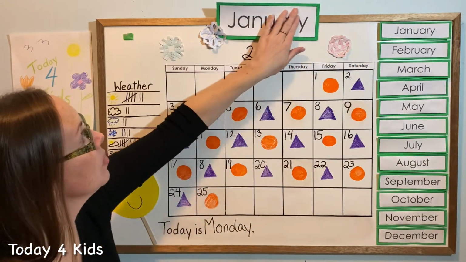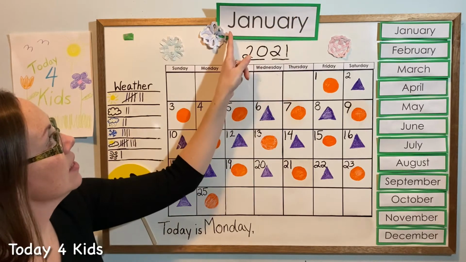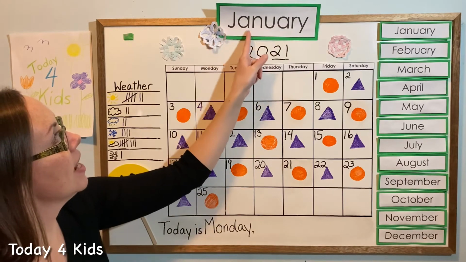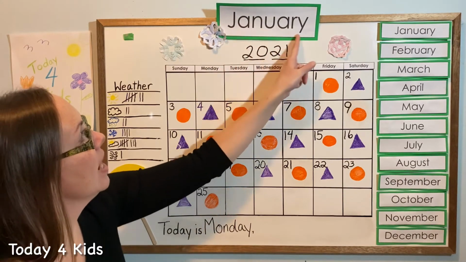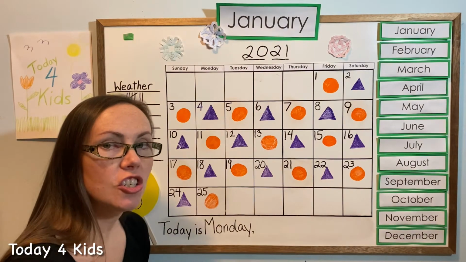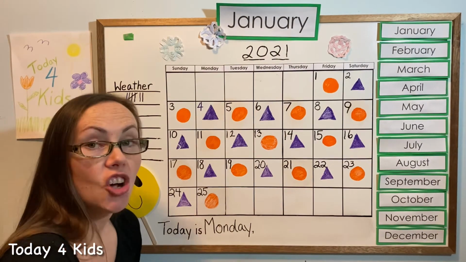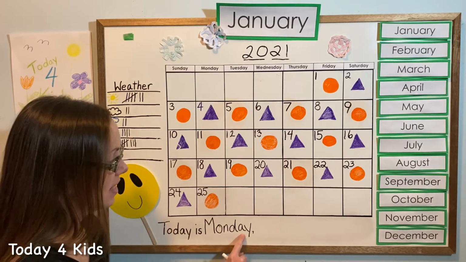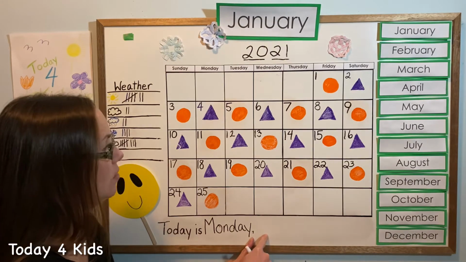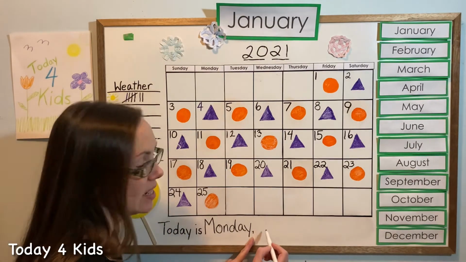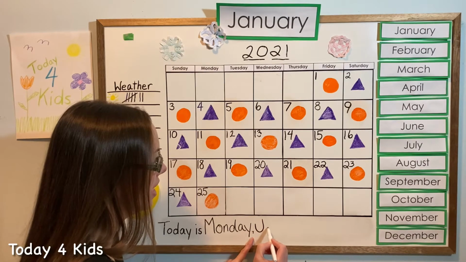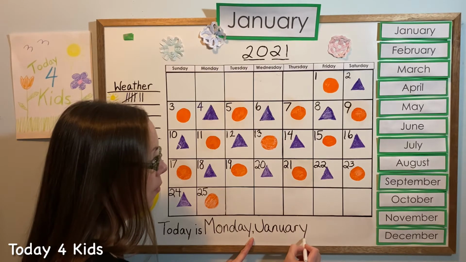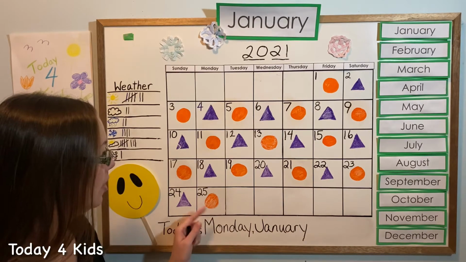So we've got it up on our board here. Let's spell it together. Capital J-A-N-U-A-R-Y. January. January. Starts with a J, like jumping and jolly. So let's go back to our sentence and we say today is Monday, comma, and then we're going to put in January. So capital J, because January is the name of our month. Capital J-A-N-U-A-R-Y.